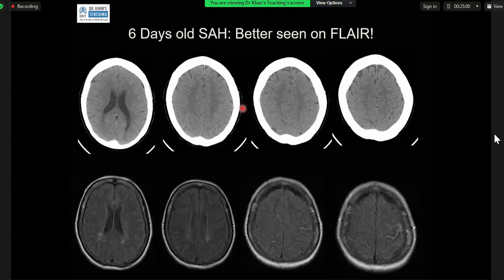And this is subarachnoid hemorrhage, which is slightly old subarachnoid hemorrhage, 6 days old, which was not visible on this CT. These are done on the same day, but on FLAIR sequence, we can see some high signal. It should be actually black like this. And if you don't know that there is subarachnoid hemorrhage, you give contrast, it will not enhance, and you've got your diagnosis.